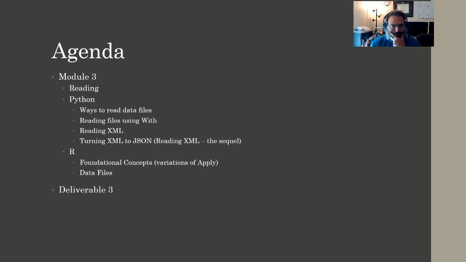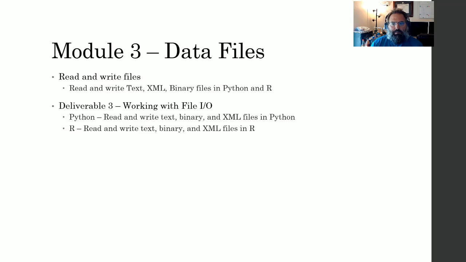So again, Module 3 centers on reading and writing files, basically two different languages, three different file types. So the basic idea here is that your intent at the end of this experience is to be able to read and write text, XML, and binary files in both Python and R.